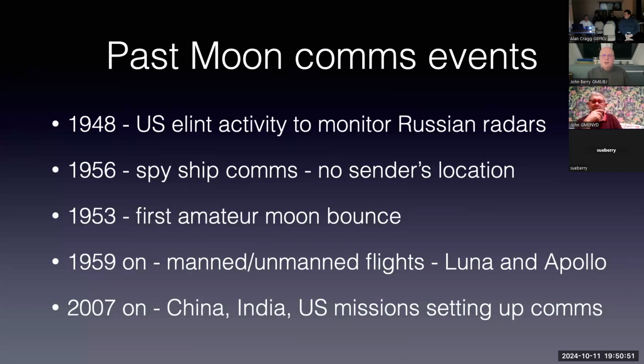There's an interesting one. It's the proxy server of the sky. You can't tell the sender's location. You can only tell that it came from the moon. That's not the sender's location. The first amateur was 1953. And that's quite incredible when you consider that 1953 was the first amateur.